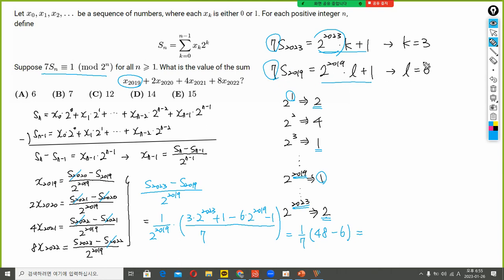So now we can change this k and l to 3 and 6. And because we want to find this value, we are changing it this way. And then if it's divided by 2019, it will have this value. So what's the final value? 48 minus 6 divided by 7 is, so 42 divided by 7 is 6, so the answer is A.